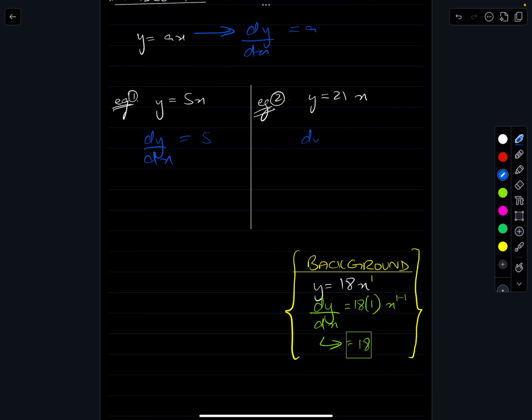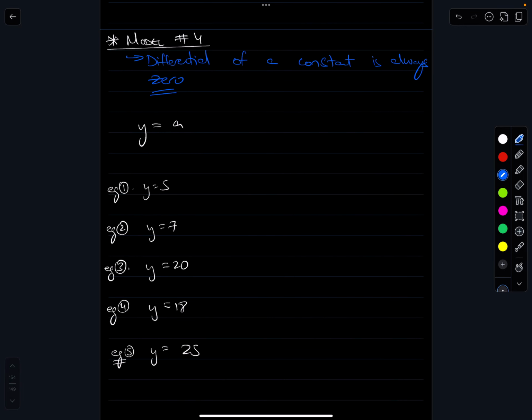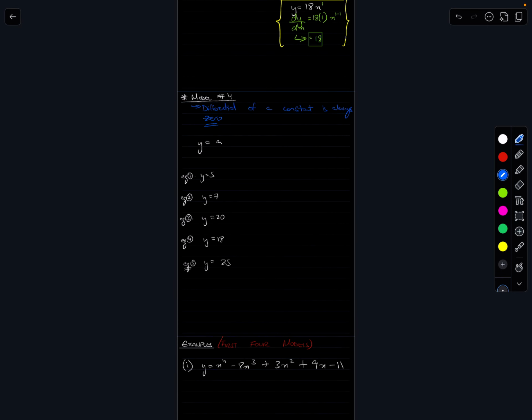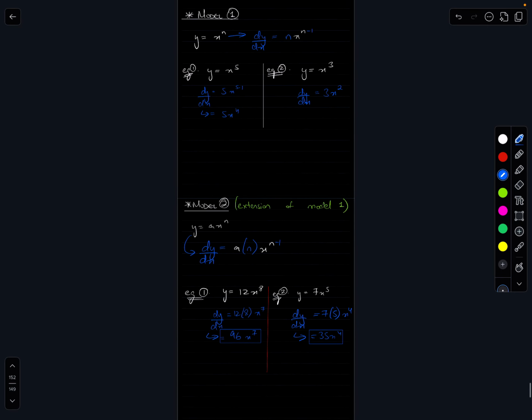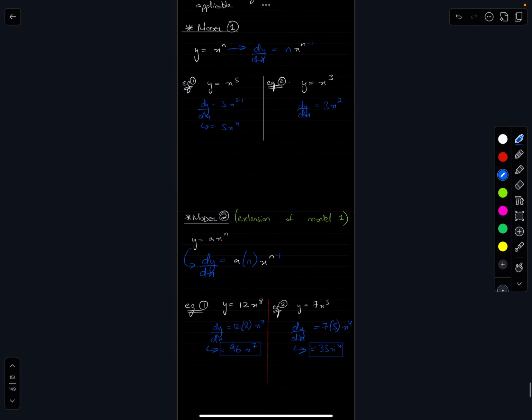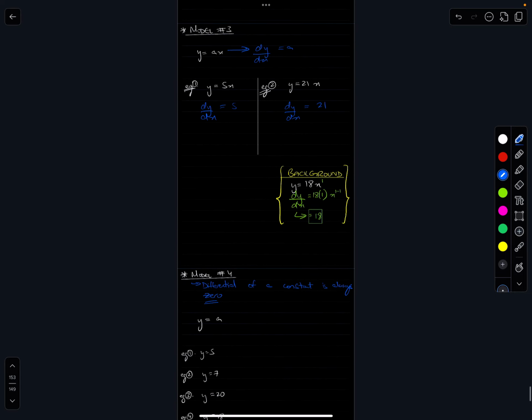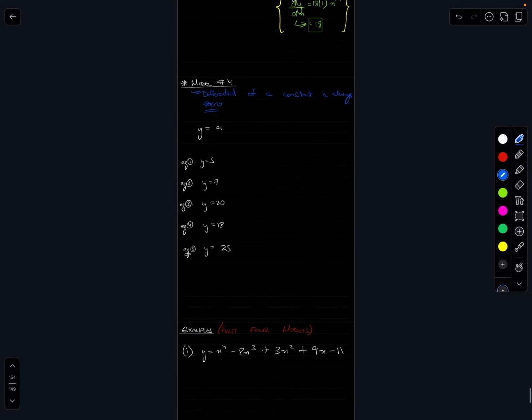Similarly, dy by dx, the differential of this 21x is 21, because 1 minus 1, and after bringing the 1 down, so you know the background, it's going to be 21. So model 4, again, it's the same concept. You need to realize that in this class, the models we are going to cover have the same concept. Bring the power down, reduce the power by 1. It's like a game, I repeat.